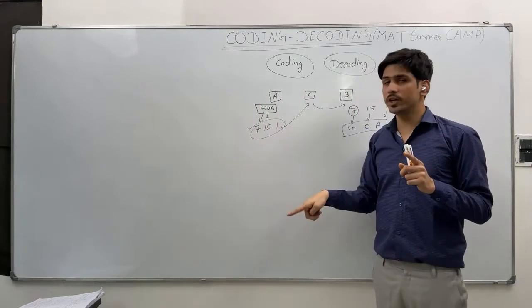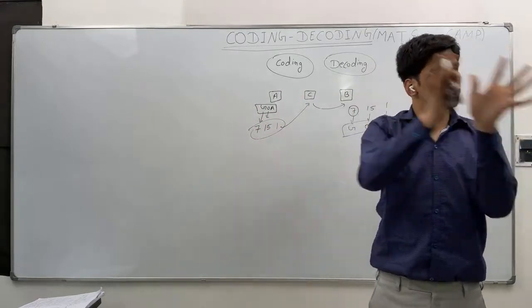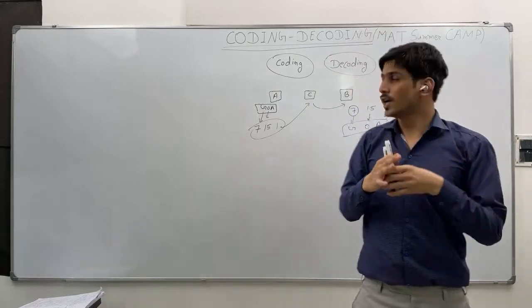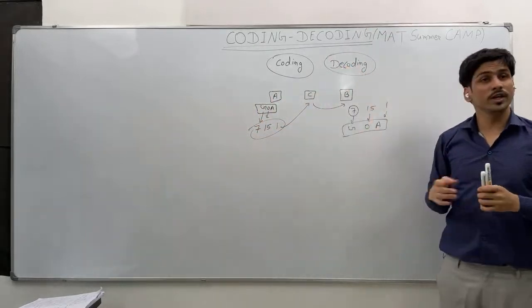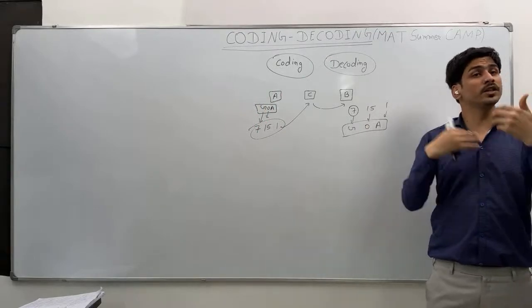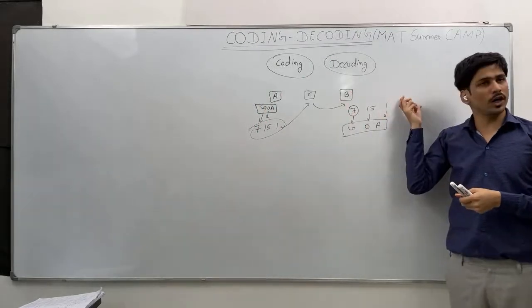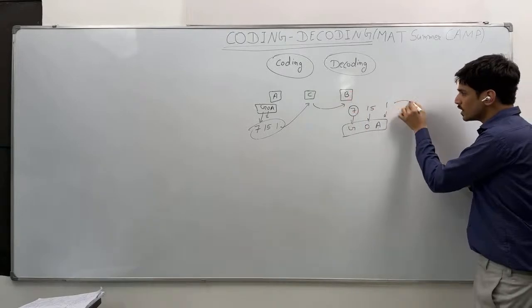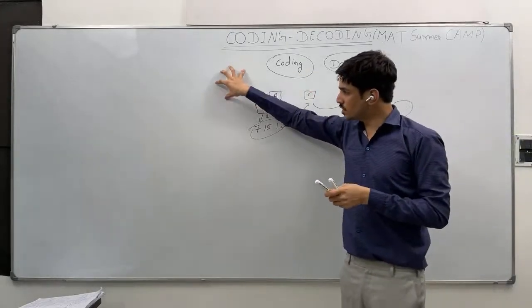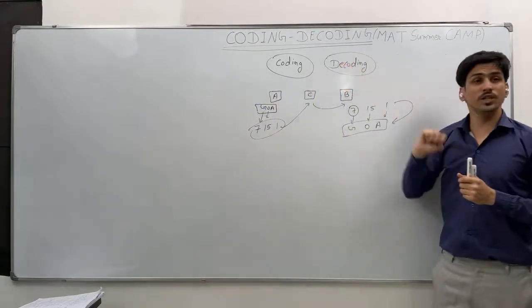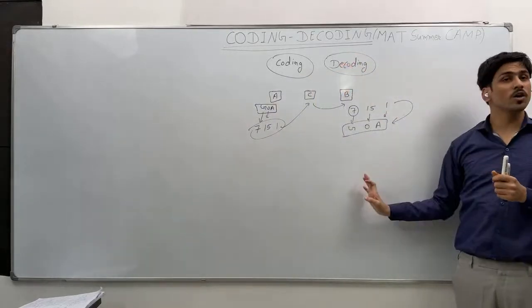So what is coding? Coding is converting a simple message into a code. How can we convert? There must be some set of rules. And what is decoding? Decoding is nothing but decrypting that message. We got the code language, and from the code language we are extracting the original message. So coding is original message to code language, and decoding is code language to the original message again.